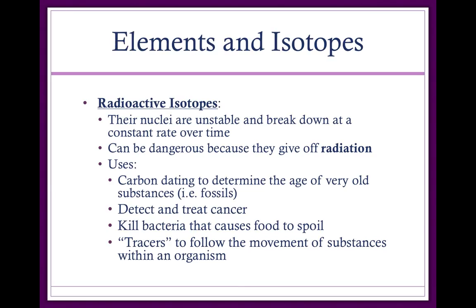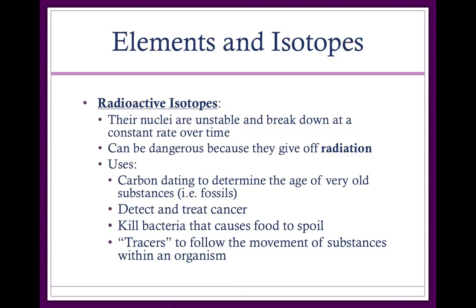When we talk about isotopes, we can talk about radioactive isotopes. Their nuclei are unstable and break down at a constant rate over time. Now, this rate isn't the same for every radioactive isotope. It's different depending on the isotope, depending on how unstable it is. The constant rate over time is typically an average of how fast it should be breaking down. This is known as its half-life, so how long it would take for half of it to be broken down. It gives off radiation, so it is dangerous, but we can use it for carbon dating.